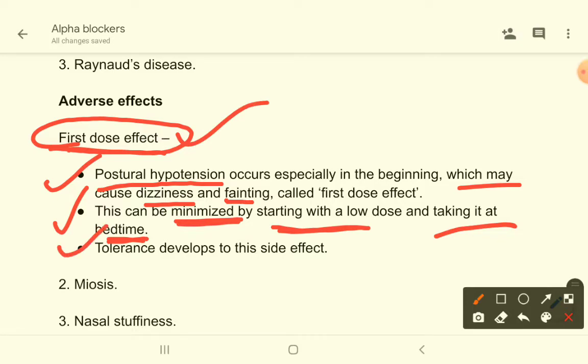And the good news is that tolerance develops to this side effect, okay. So with the initial few doses the patient may feel dizzy, there may be fainting, but after few days that first dose effect will disappear.